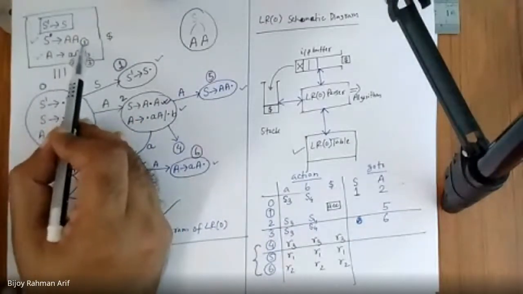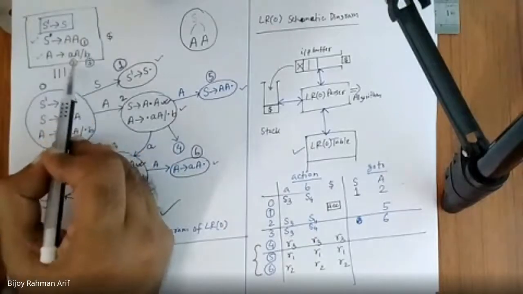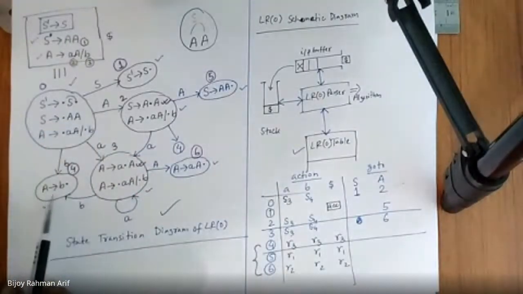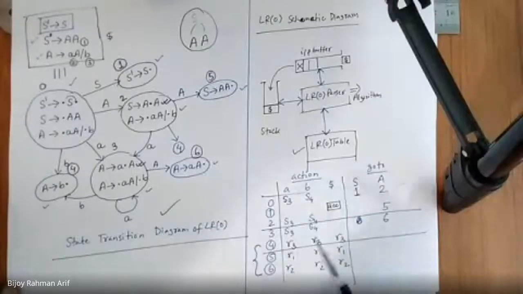First one is rule number 1. This one is rule number 2. This one is rule number 3. Now, which rule is this? A derives B closure. What is the rule number? Rule 3. So in the entire action part for state 4, we are going to write reduction using rule number 3. That means reduce using rule number 3.